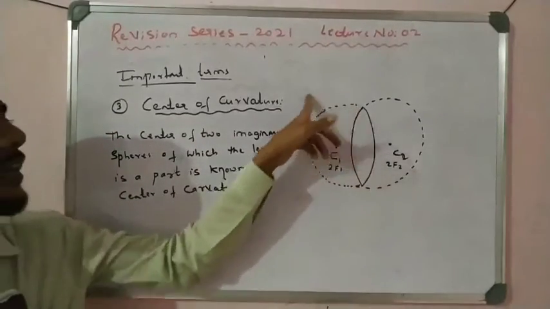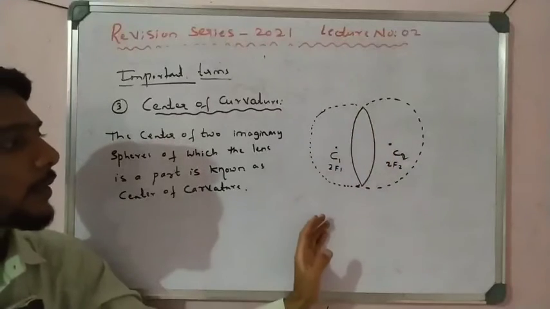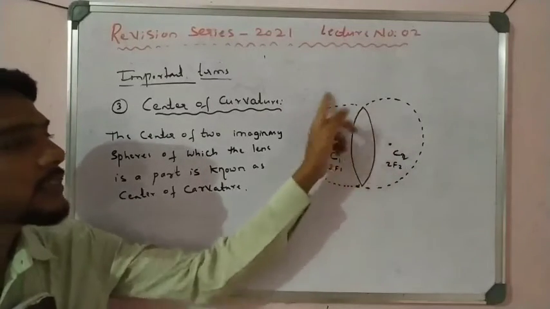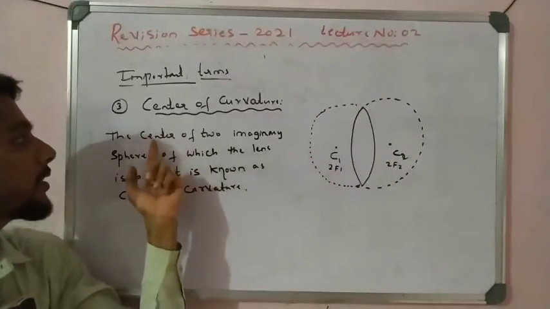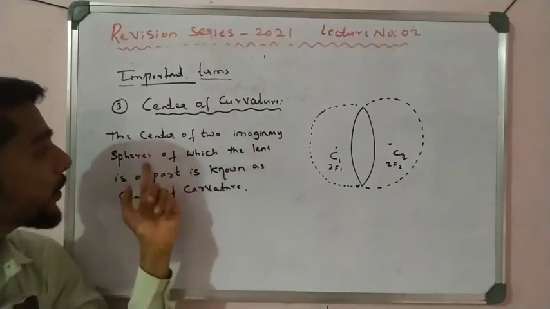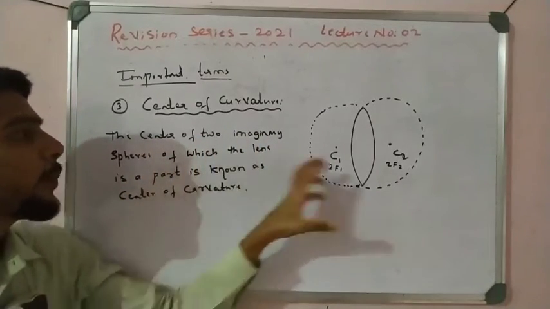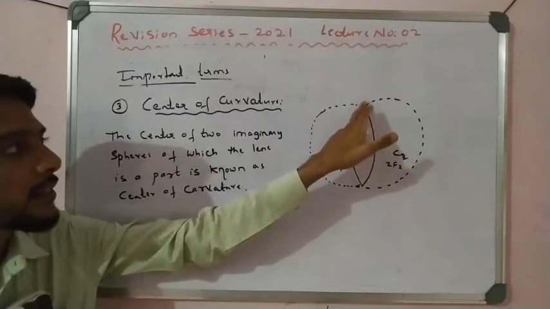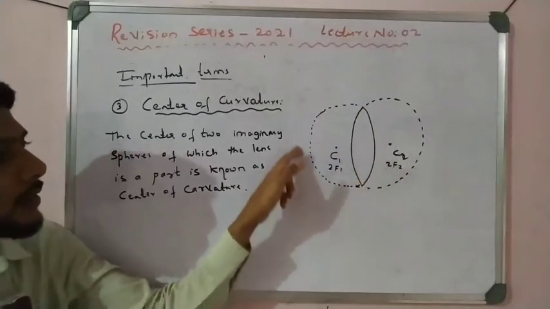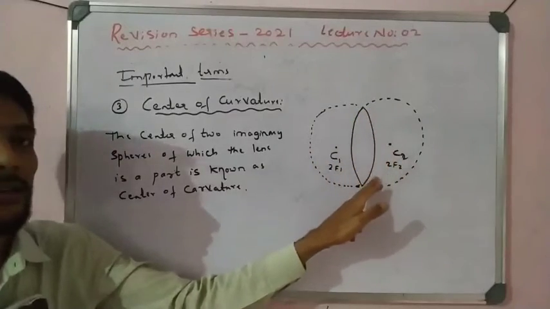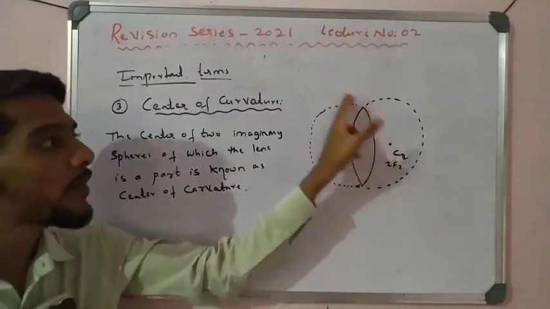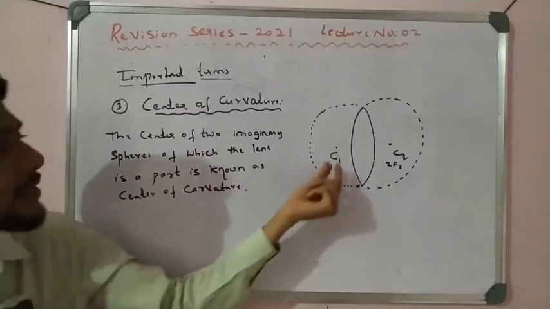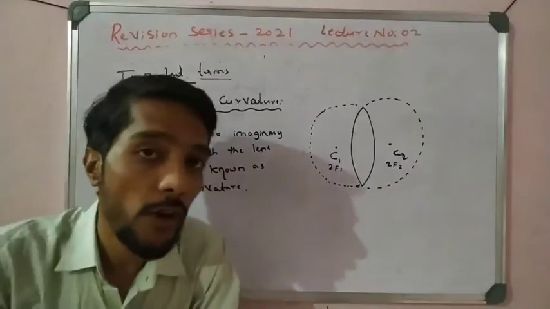It is an imaginary circle, and this imaginary circle has a center. See here, the center of the two imaginary spheres of which the lens is a part. So this is an imaginary sphere and the lens is a part of that sphere. Okay, for this sphere, this is a part, not the total sphere, it is a part of that whole sphere. So that sphere has a center, and that is called the center of curvature, right?